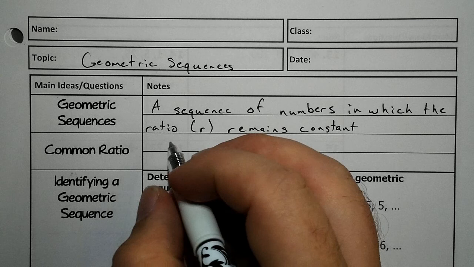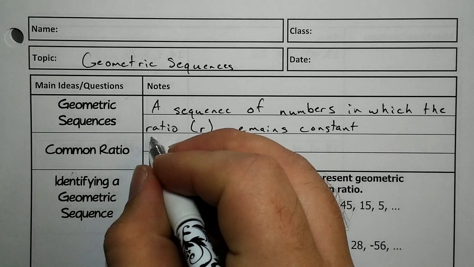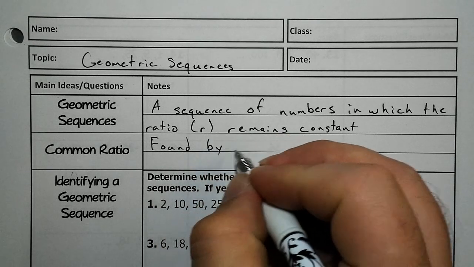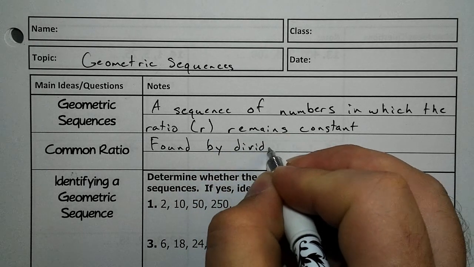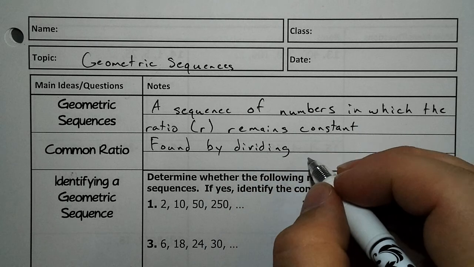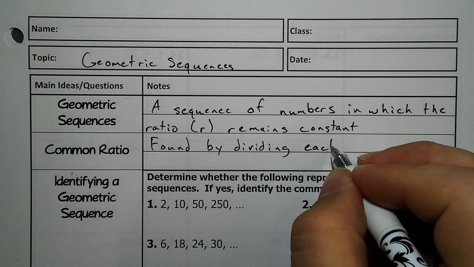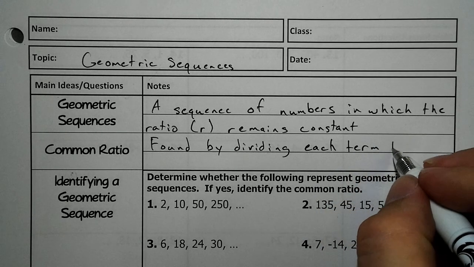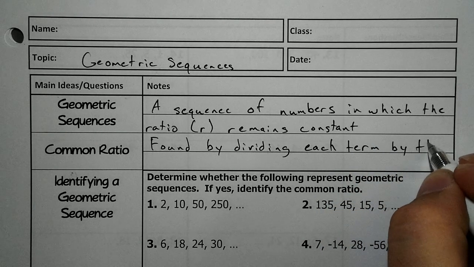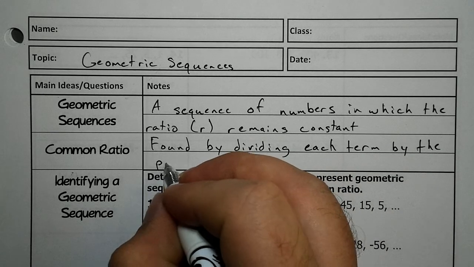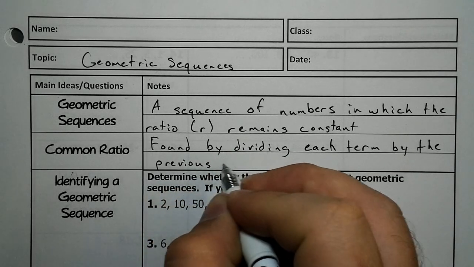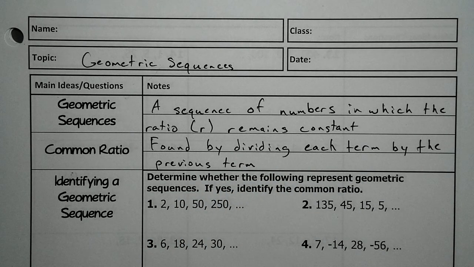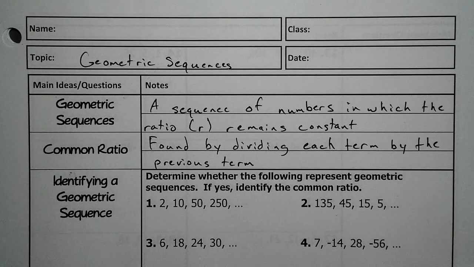How do we find it? It is found by dividing each term by the previous term. So you're going to divide one backwards from each one.